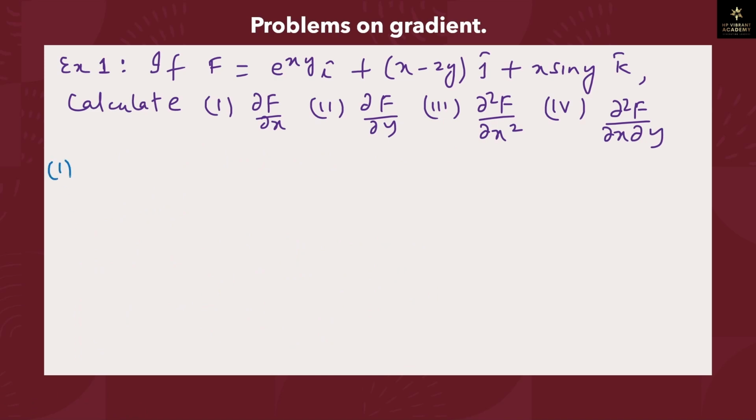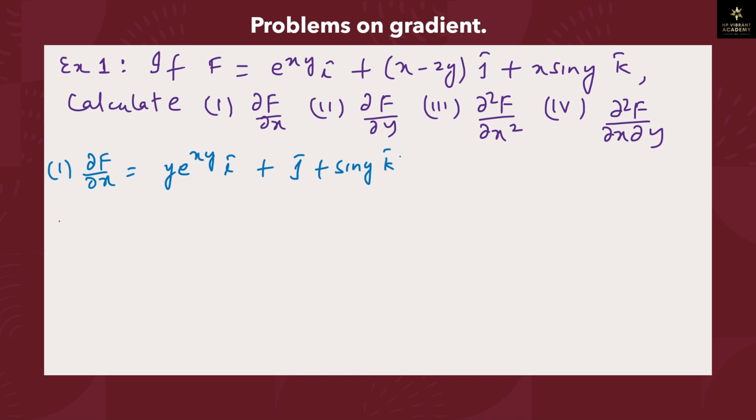In the first part we have to find del f upon del x. Here f is a function of x and y, so for finding del f upon del x, we will take y as a constant. So let us find this. The derivative of e to the power xy is e to the power xy into the derivative of xy, and y is constant, so this is y i cap plus j cap plus sin y k cap.